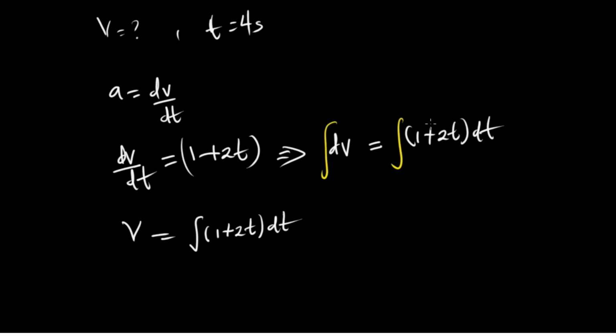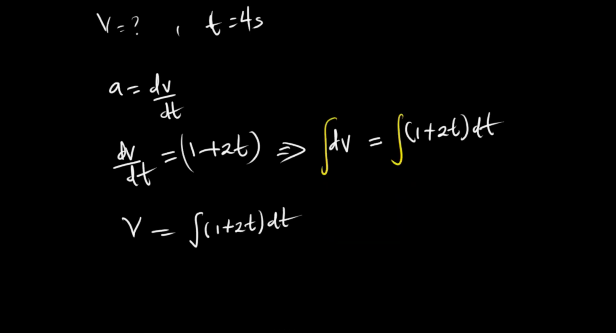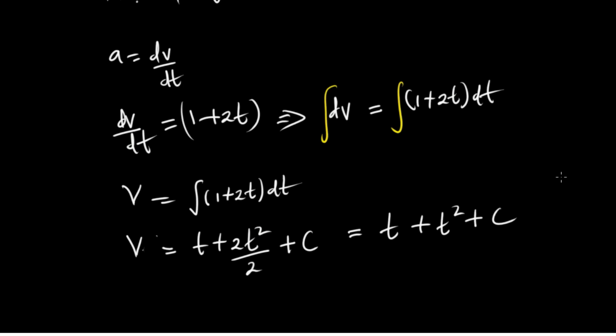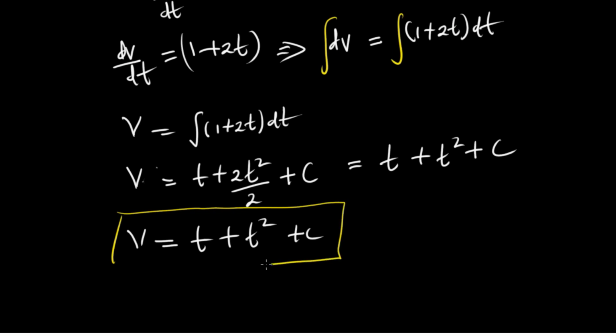So what we need to do here is to find an expression for the velocity so that we can also work on the initial velocity. So how do we calculate the velocity here? We are going to have the velocity, I've just used v, equal to integrating this, we are going to have t plus 2t squared over 2 plus the constant of integration, and this is equal to t plus t squared plus c. So we now have our velocity v equal to t plus t squared plus c. So this is an expression for velocity.